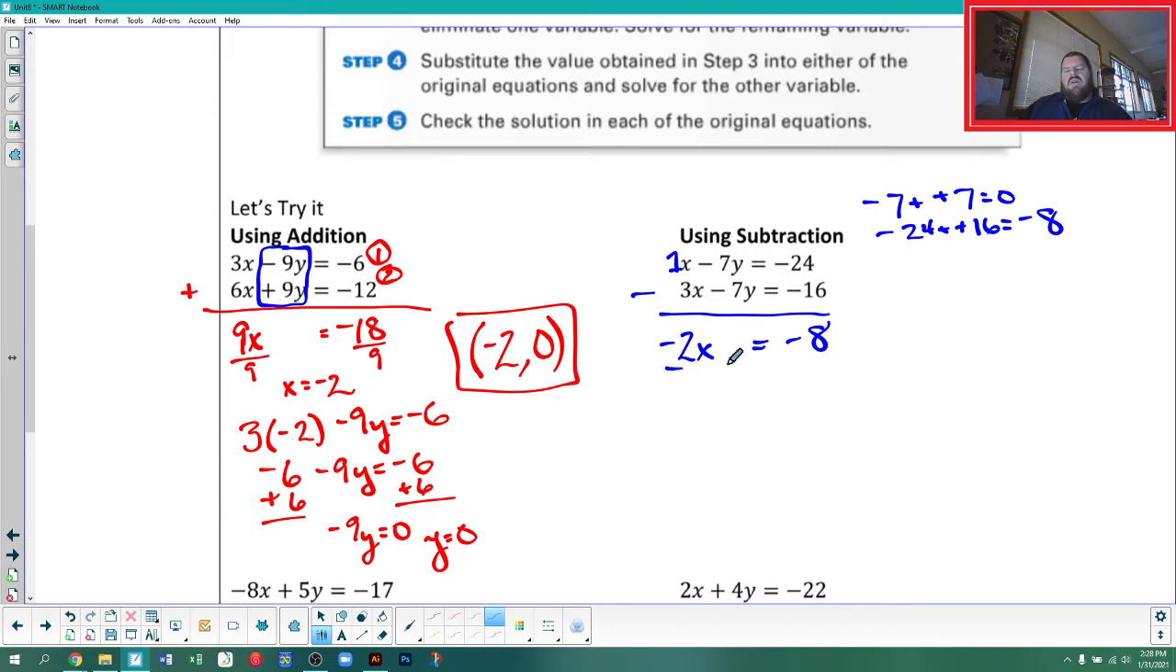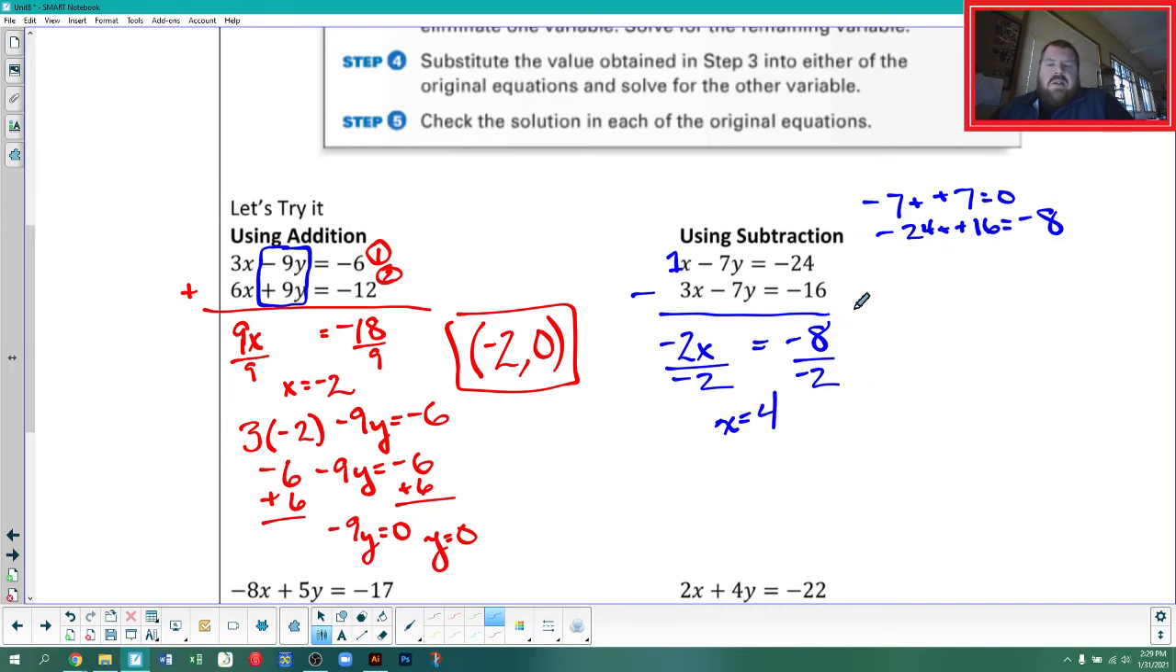And now I can divide by negative 2. Again, the easy thing in systems, or the elimination method, is finding your first variable after you cancel, or I should say after you eliminate. And we get, it looks like x is going to be equal to 4.